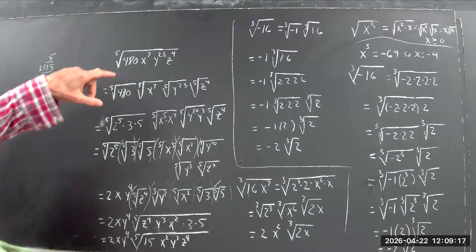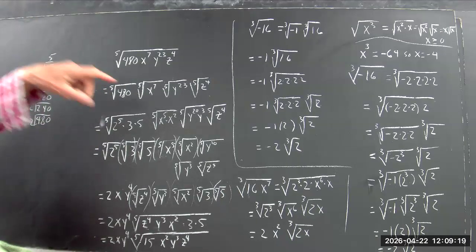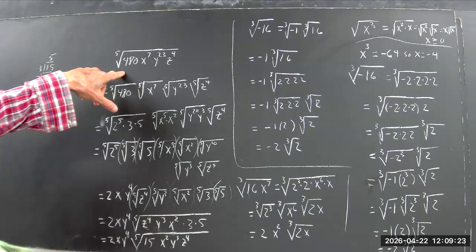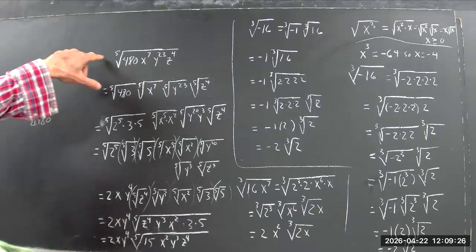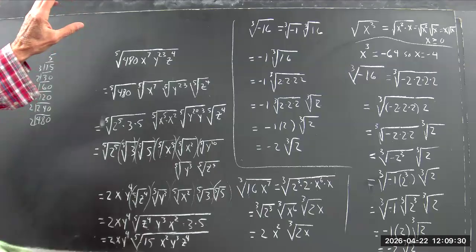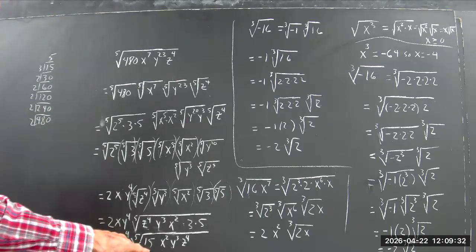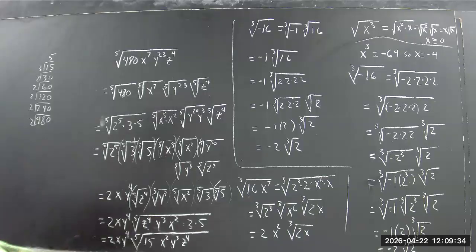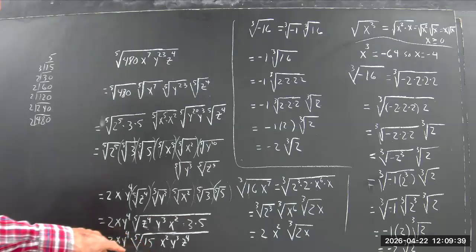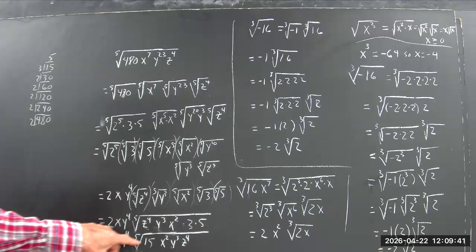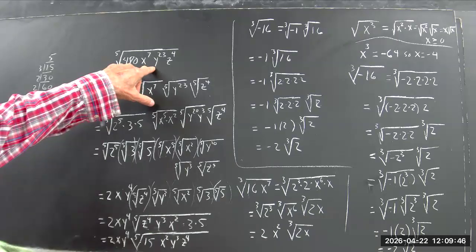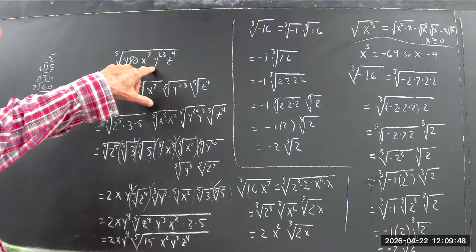Because when I look at this, I see that 32 is a factor of 480. It's 32 times 15, and 32 is the fifth power of 2. So I get the 32. I get the 2 and the 15 under the radical immediately. X to the seventh is x to the fifth times x squared. So there's the fifth root of x to the fifth, just x. You got x squared. Y to the 23rd is y to the 20th times y to the third.